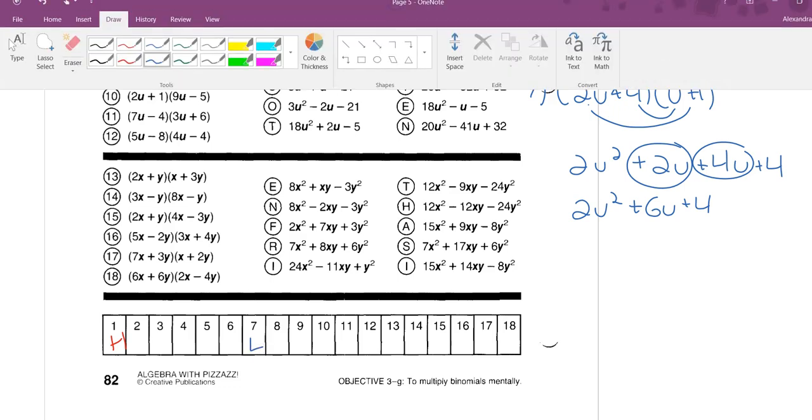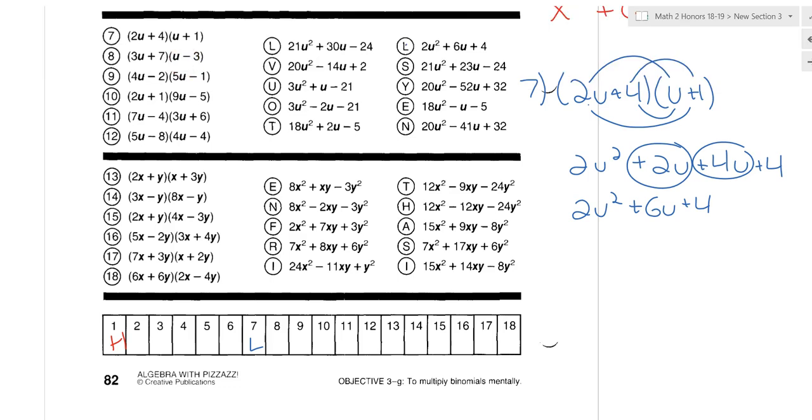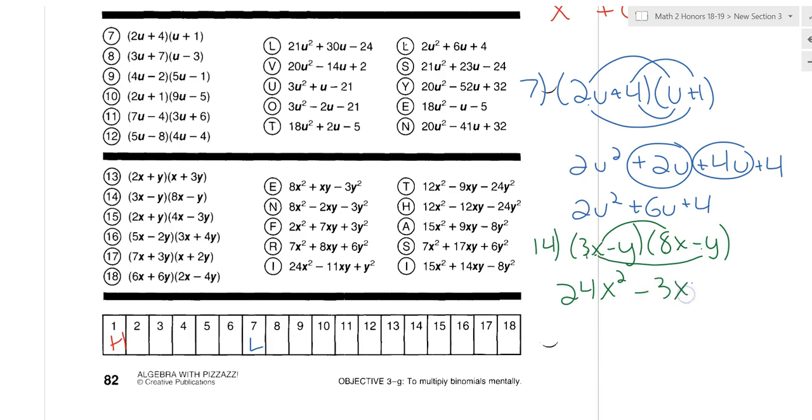We're actually going to do one more. I'm going to do one of these on the bottom. So let's do subtraction. Let's do 14. So we have 3x minus y times 8x minus y. First, 3x times 8x, so 3 times 8 is 24, x times x is x squared. Outside, 3x times negative y, well, a positive times a negative is negative 3xy, right?